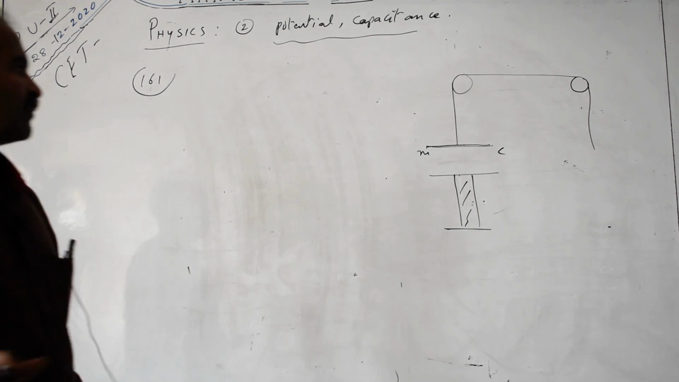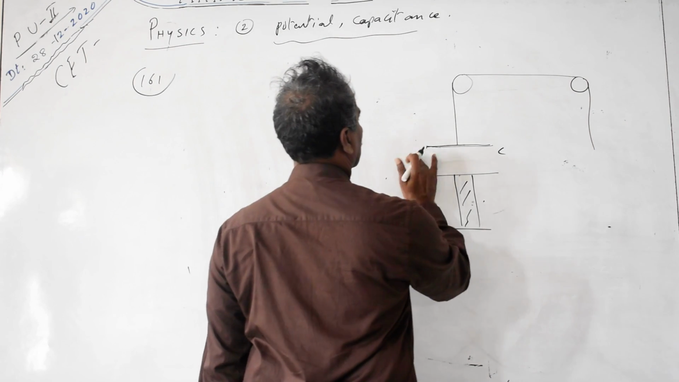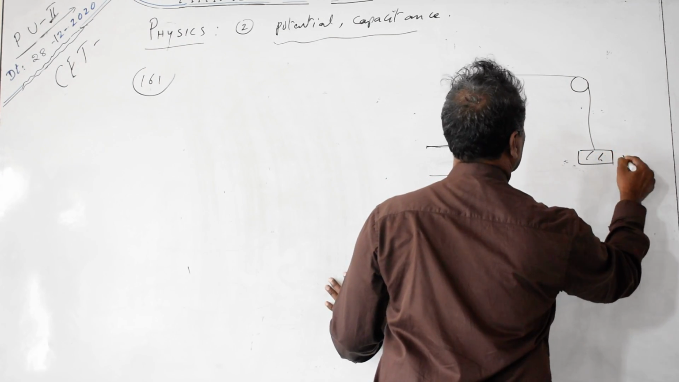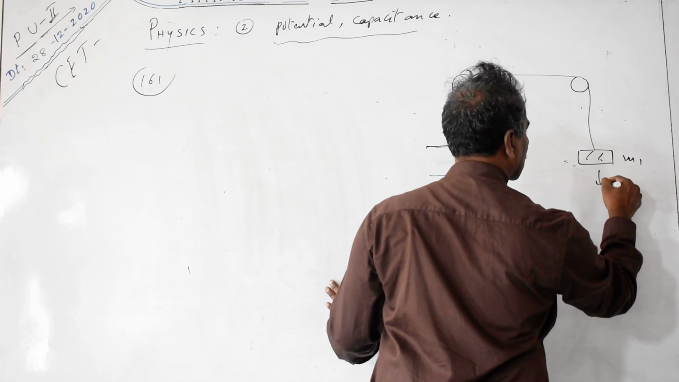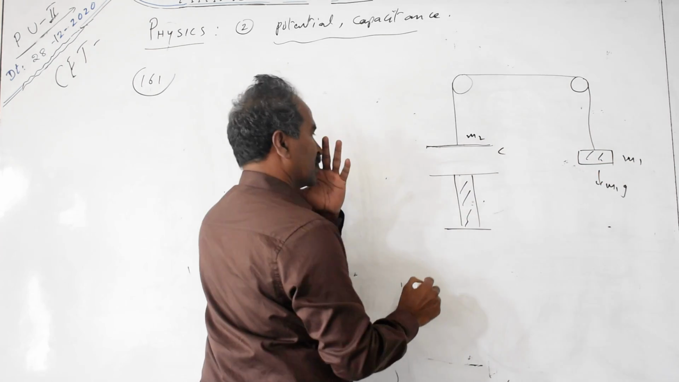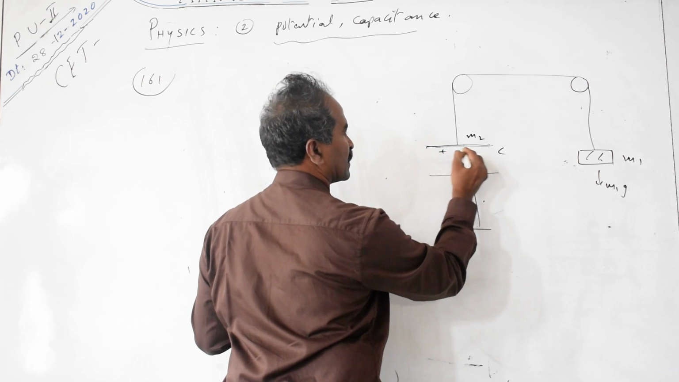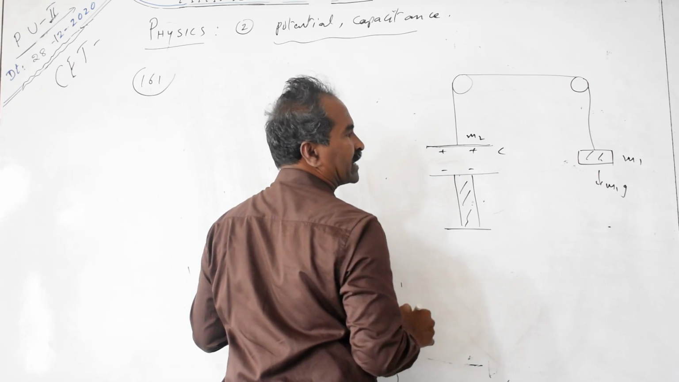This is M2 and M1. This plate has mass M2, and the counterweight is equal to M1, so the weight acting here is M1g. If the capacitor is charged with unlike charges, for example this is plus and this is minus, the force will be attracting.